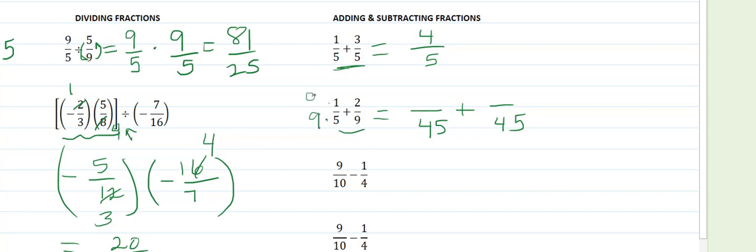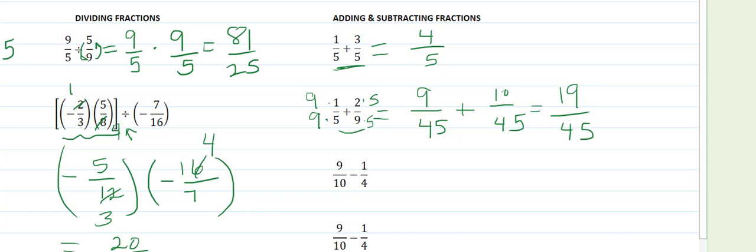Whatever you do to the bottom, you have to do the same thing to the top. So I'd multiply by 9. How did I get 9 to 45? I'd multiply by 5. So I multiply the top and the bottom, and I get 19 over 45, which cannot reduce.